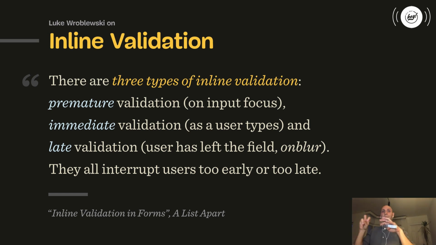Immediate validation is when we're typing, but then of course it could be that as you're typing your email address, just before you type the @ symbol, you're already getting an error message, which is a little bit too early because you haven't typed in the full email address yet. But then of course there is late validation, so the user has left the field, and then on blur we show an error when it's already too late. So all these options are not really great because they either interrupt users too early or too late.